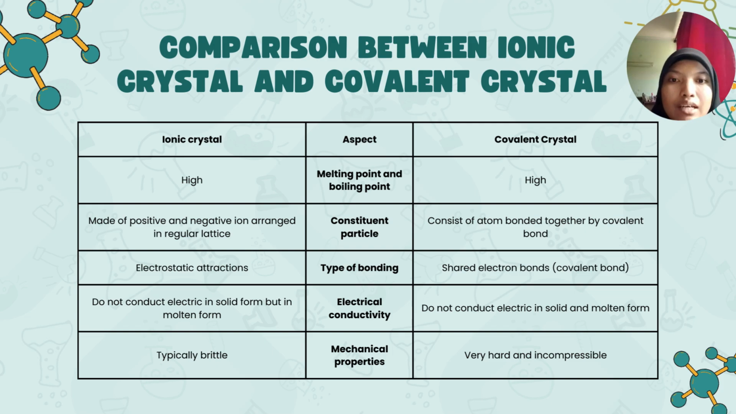bonds. Lastly, the mechanical properties. Ionic crystals are typically brittle due to the repulsion between the ions when the lattice is disturbed. Meanwhile, covalent crystals are often very hard and incompressible due to the strong covalent network.